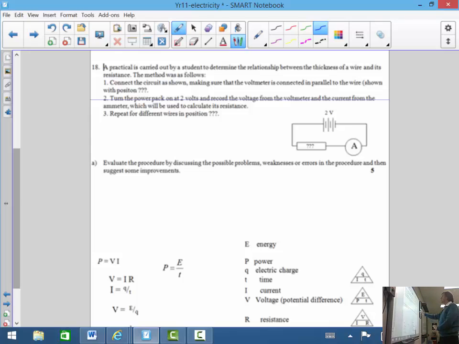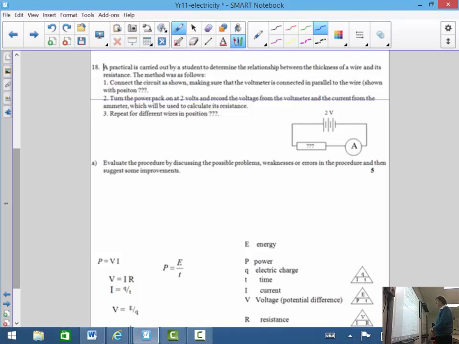So they connect the circuit as shown, making sure the voltmeter is connected in parallel to the wire shown in the position there. Turn the power back on at 2 volts and record the voltage from the voltmeter and the current from the ammeter, which will be used to calculate the resistance. Repeat for different wires in the position there. Okay, so there are some good parts to that, but there are ways you can improve it.